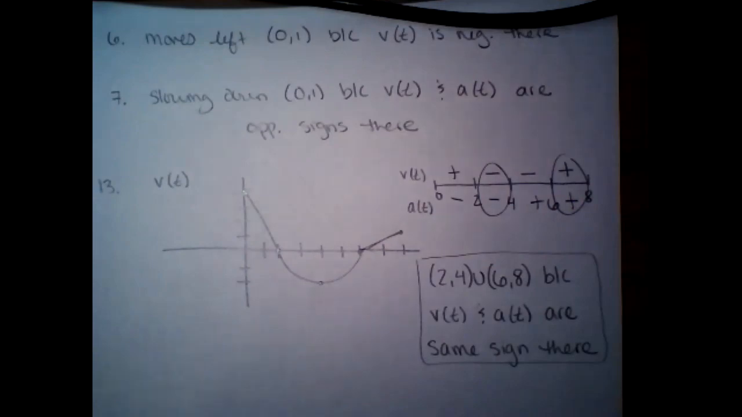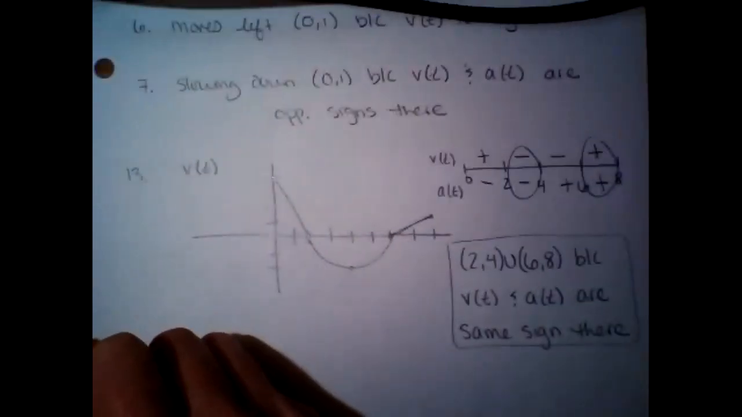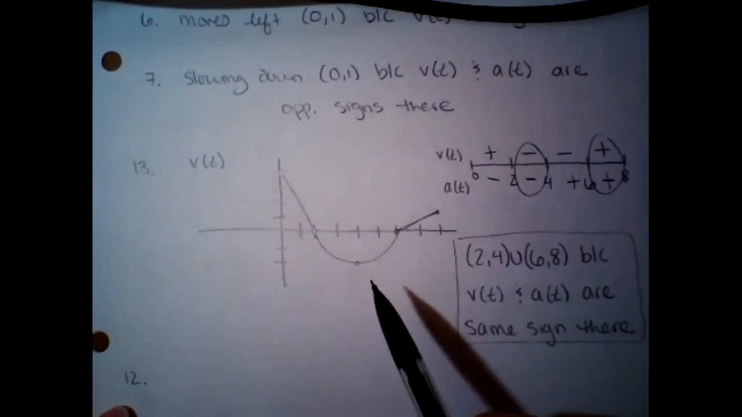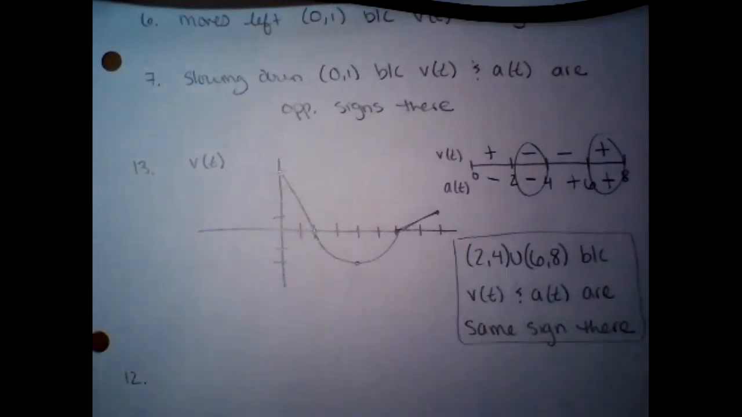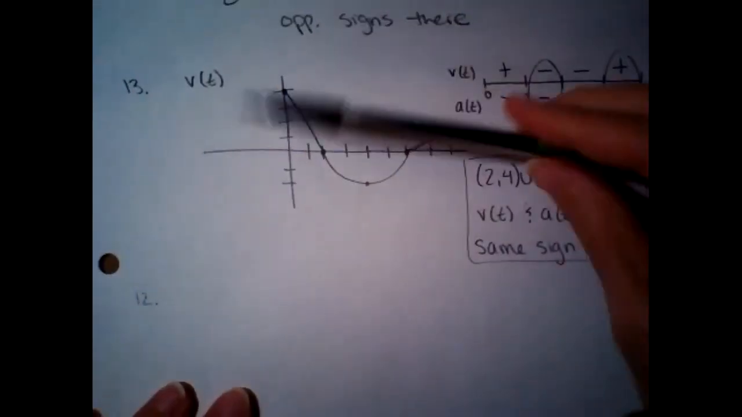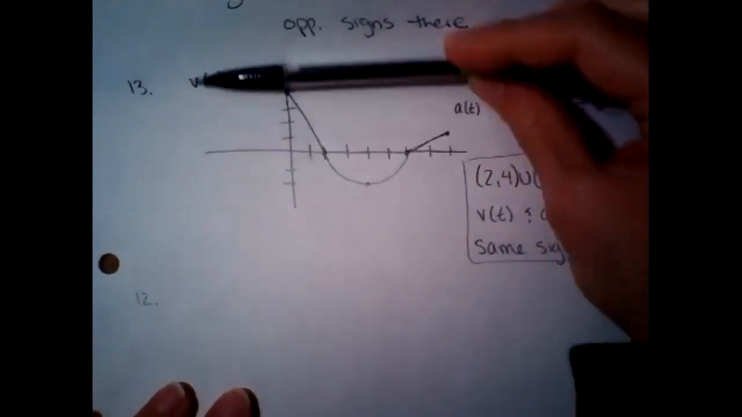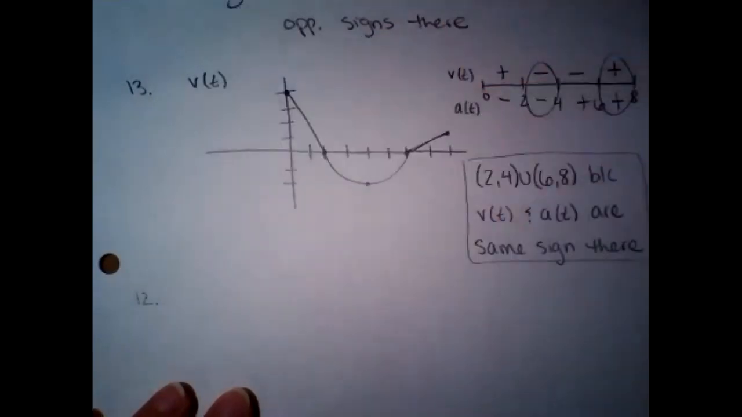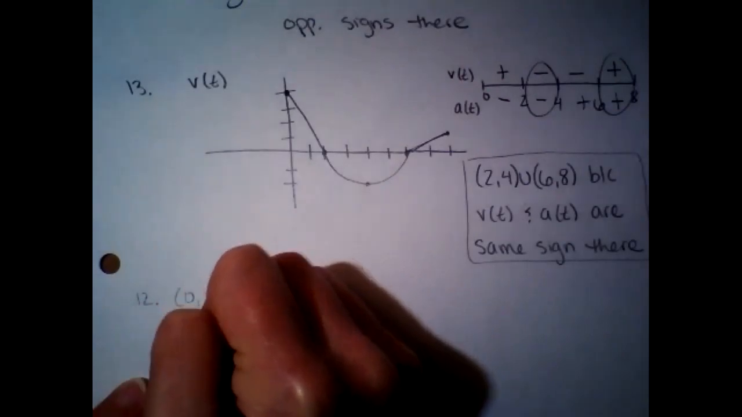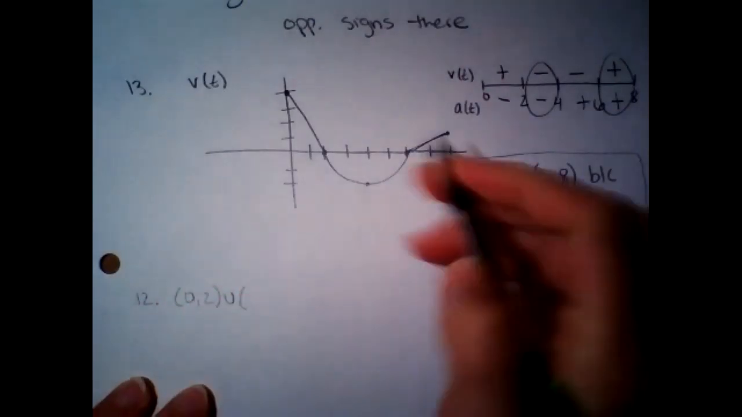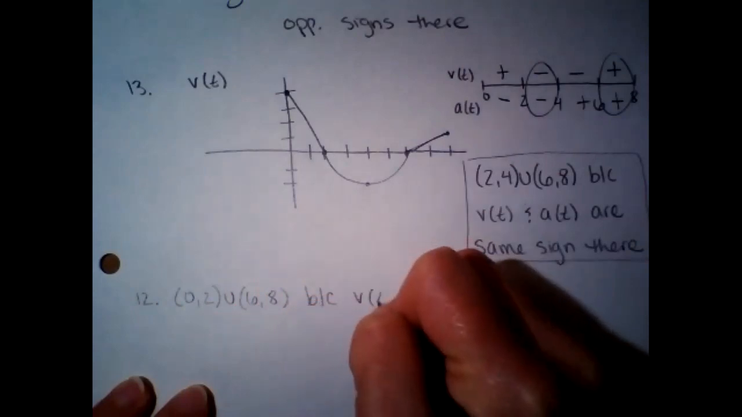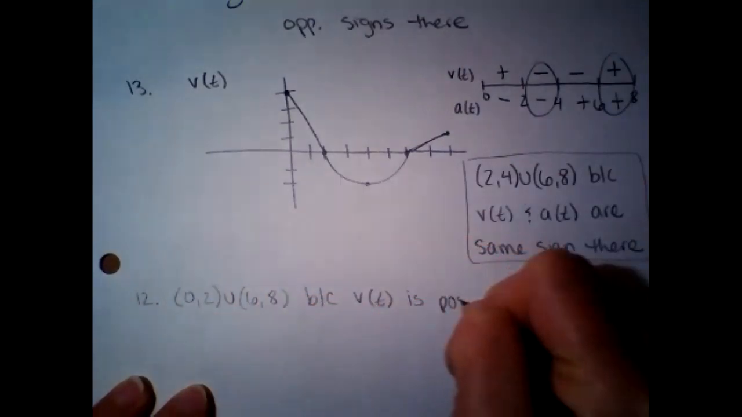Right, and then someone said 12. So let me go back to 12. 12 also uses this graph, and it said over what time intervals is the particle moving to the right? So moving to the right would be when velocity is positive. That's when this graph is above sea level. So that's going to be from 0 to 2, and also 6 to 8. And the reason is because velocity is positive there.